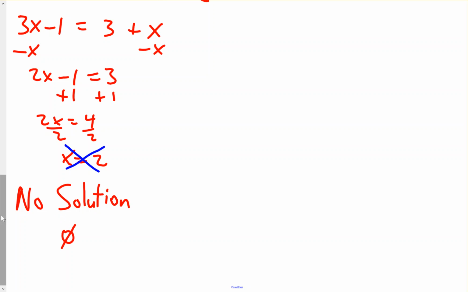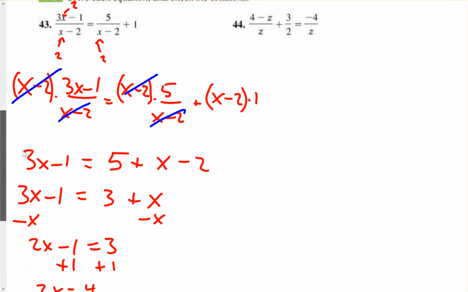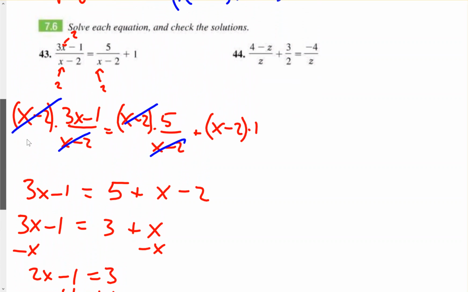Okay, so be careful when solving these. Always look back, plug it in, and see if it'll make sense in the problem.